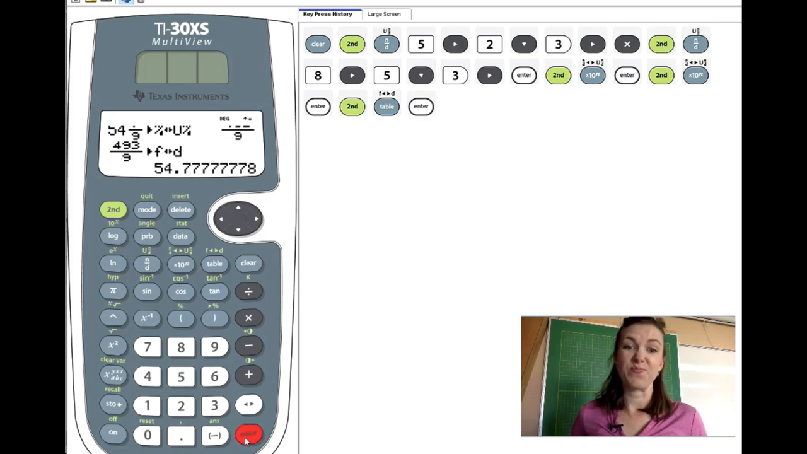Look at that. Pretty handy, right? So 54.7777777778. The reason they put the 8 there is basically because it just keeps going and going and going forever at 7, but they rounded it up because the calculator doesn't want to go infinitely, right?